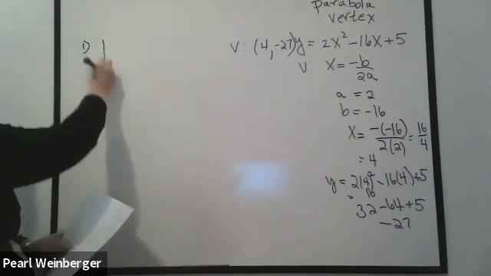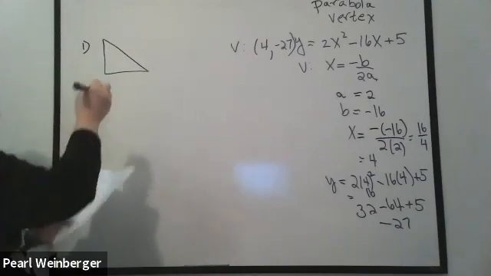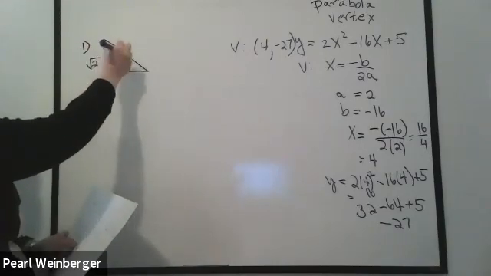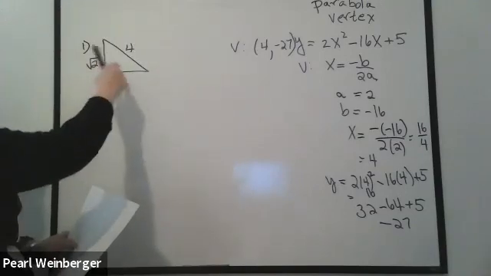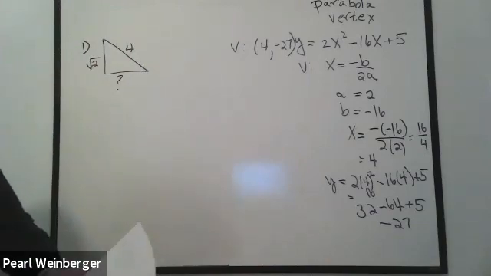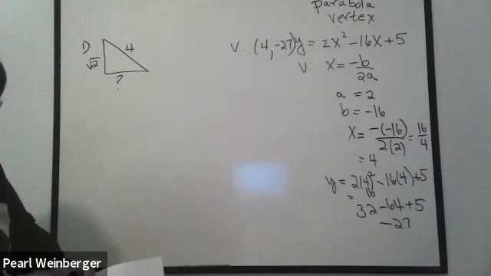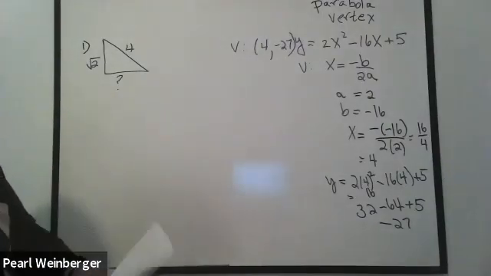I give you a right triangle, and this I'm told is the square root of 2. This I'm told is 4, and I'm missing this side. See if you can figure out what the value of that side would be in simplest form. Find the third side of this right triangle.